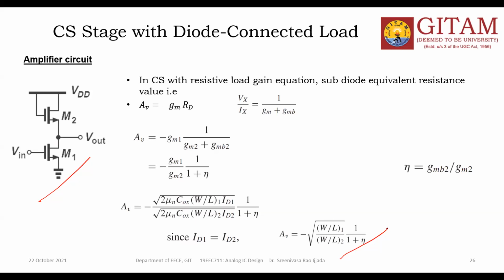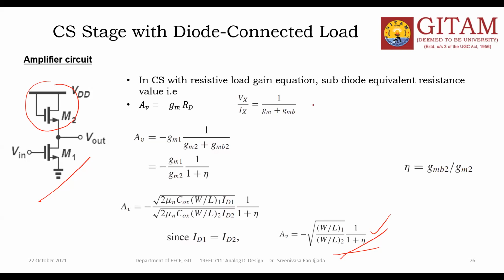So this is the gain equation. Don't confuse, very simple one. This is the NMOS diode connected load. Now in this place, I want to replace this with the PMOS diode connected. With this, I will take the same gain equation.